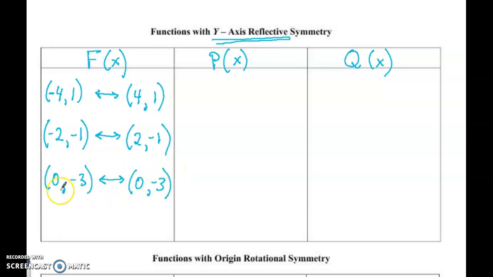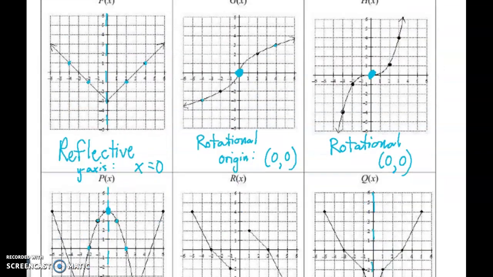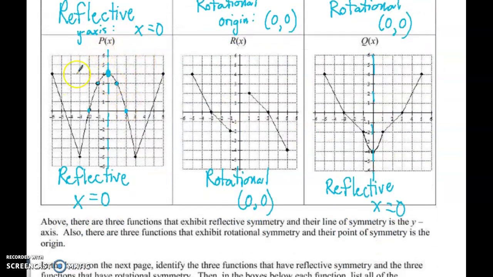There's something significant that I want you to investigate: what's unique about these values as we're looking at the ones that map to each other? And do you think that's going to be a common pattern for all y-axis reflective problems? Let's look at p of x and see if it matches. For p of x, we have negative 5, 4 being mapped to 5, 4.